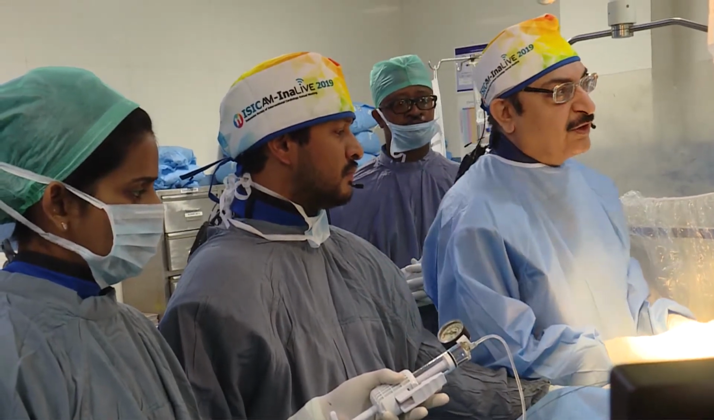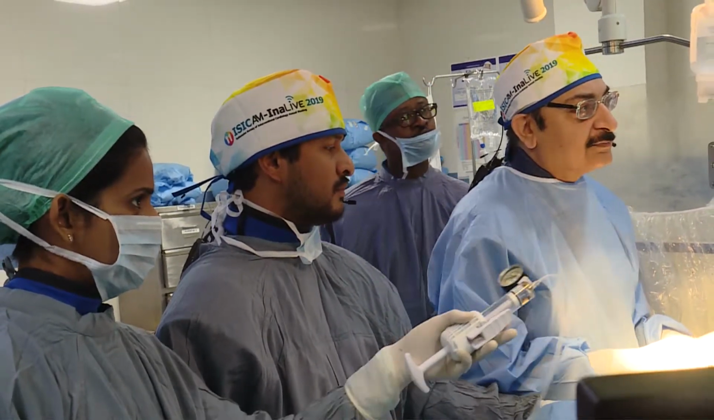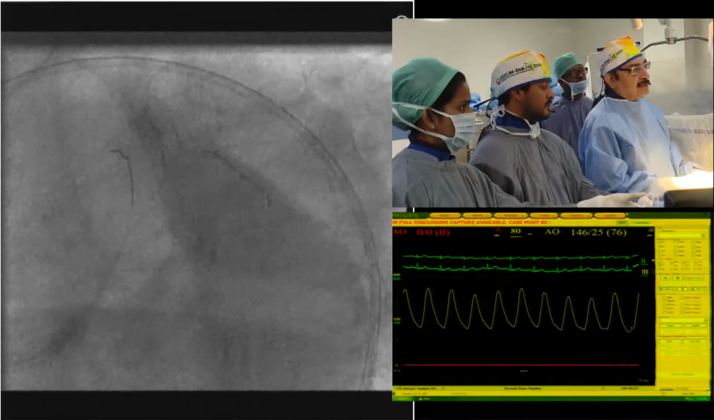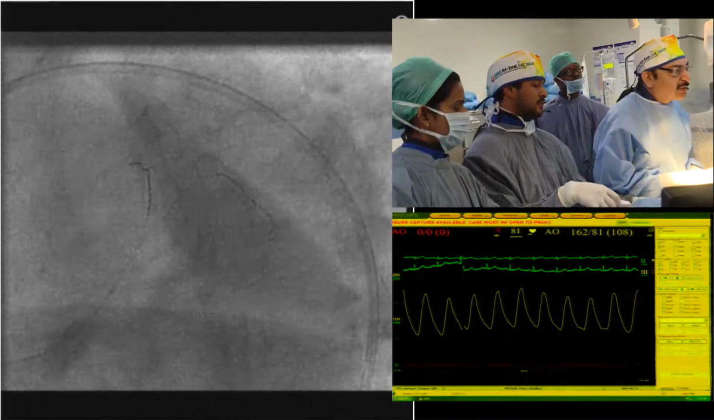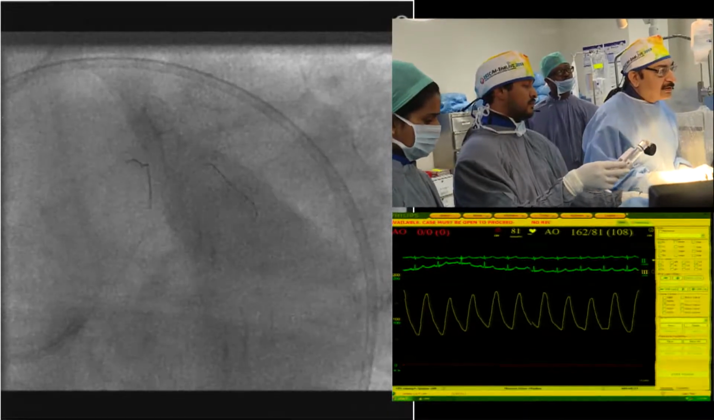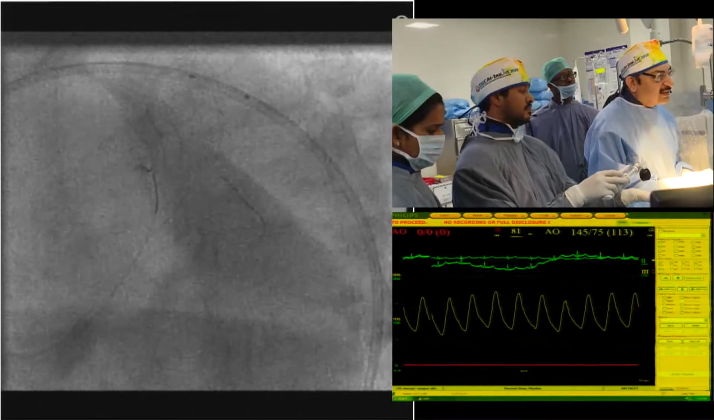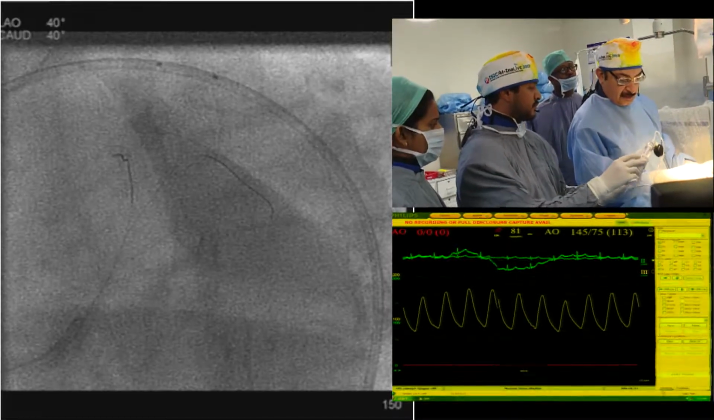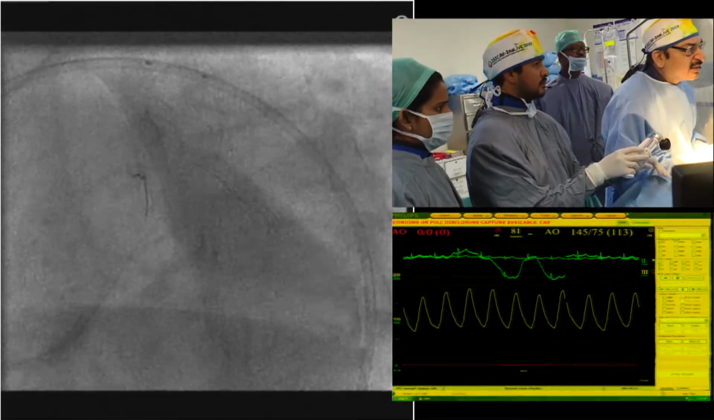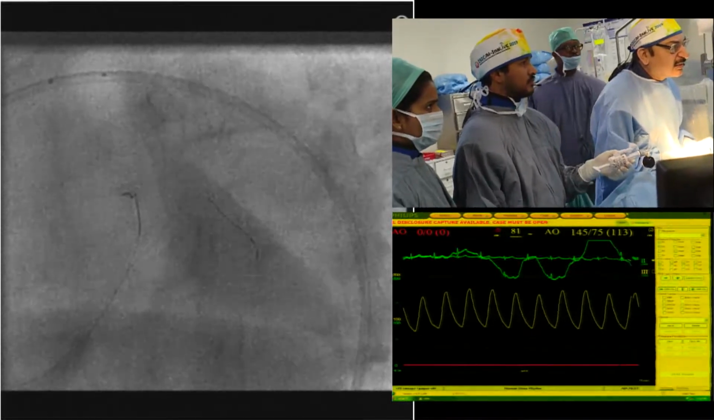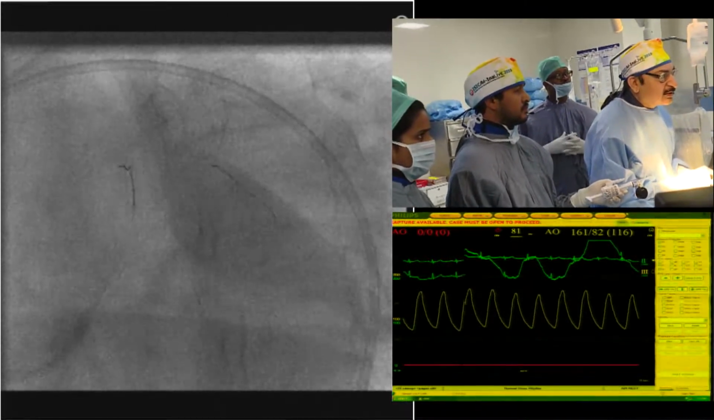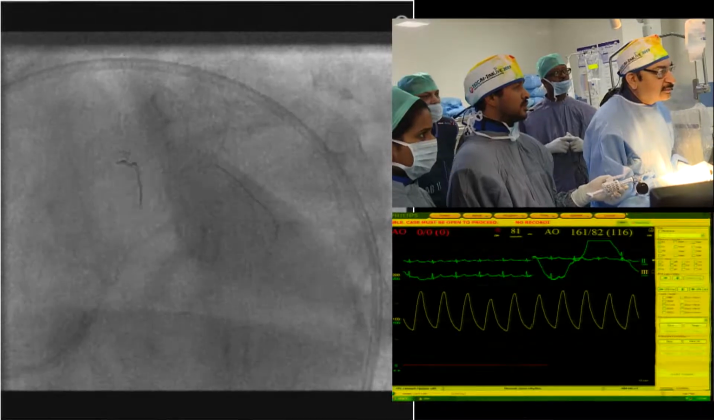And for these sort of tortuosities, what wires would you use? I chose a Whisper. What would you choose? Yeah, I would completely agree. A hydrophilic wire, which has a lot of torquability with a nice curve, would be what I would use. Any other comments from the panel?